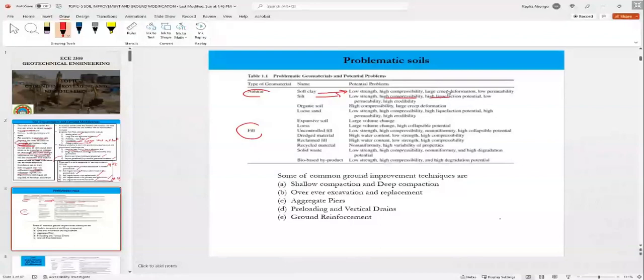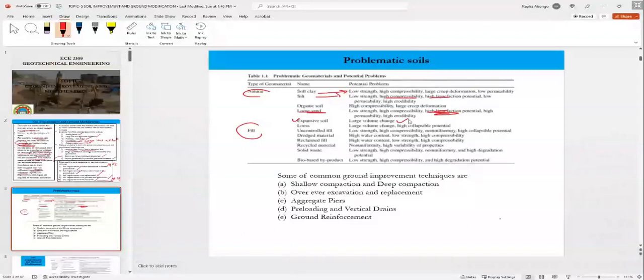It can cause liquefaction. Now, organic soils have very high compressibility and large creep deformation. Loose sand also has a problem with high liquefaction. Expansive soils like expansive clay have high volume change: they shrink when there's no water, and expand when there's water.